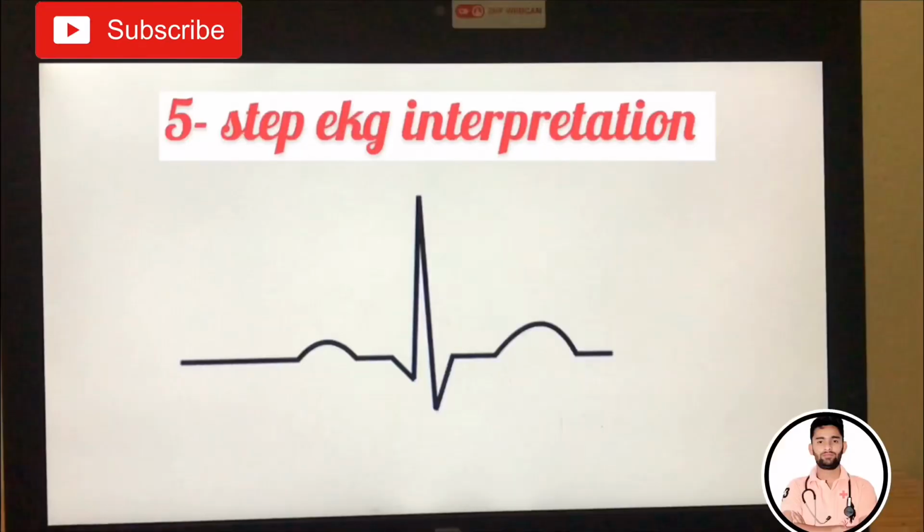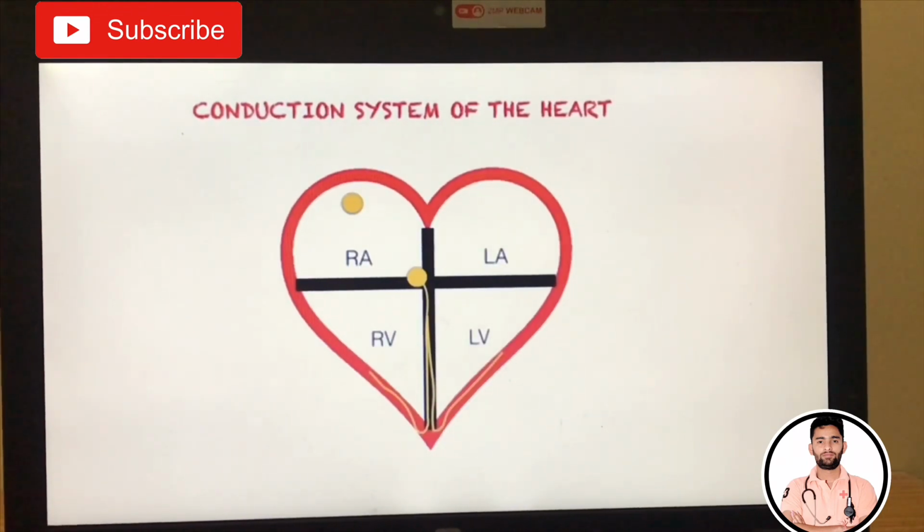It's 5-step ECG interpretation. Before we talk about the actual steps, we'll discuss some concepts that will help us better understand what is going on inside the heart as it generates heartbeats. The first concept that we are going to discuss is the conduction system of the heart.